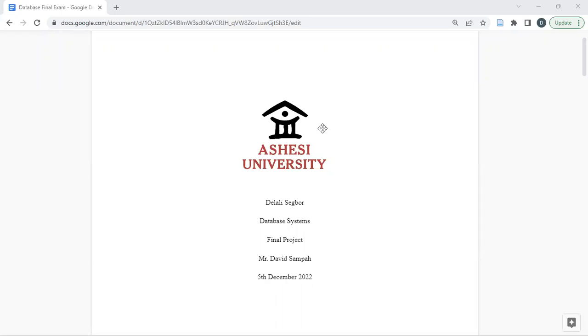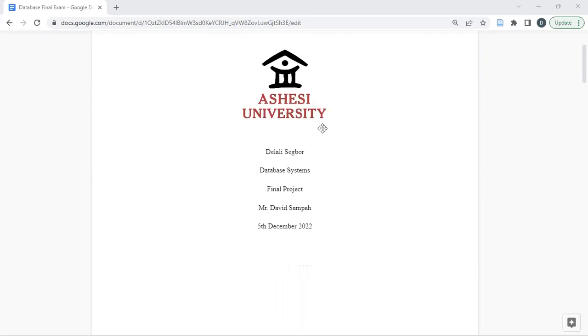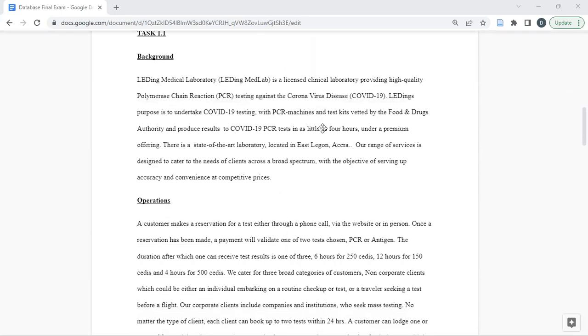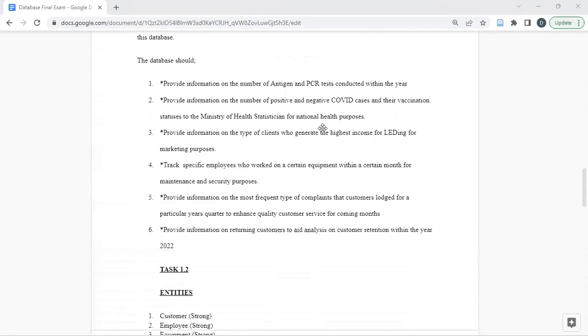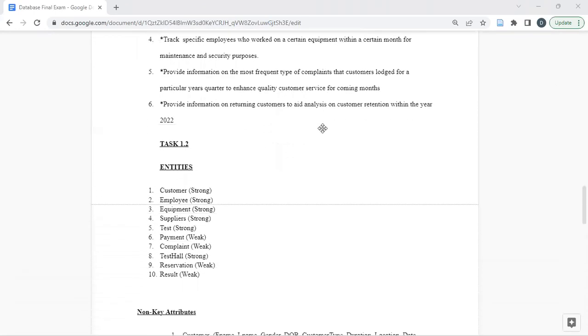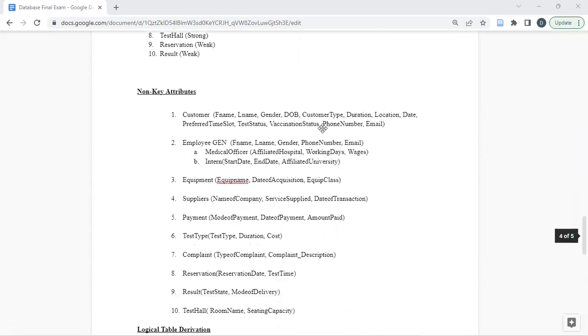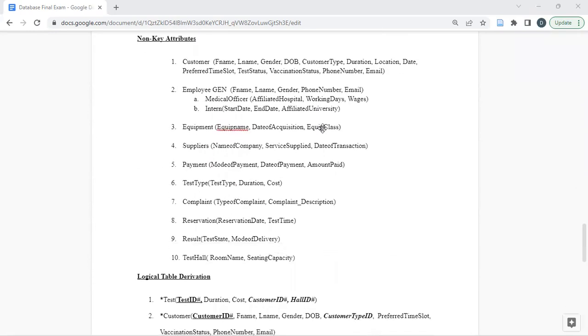My work is focused on developing a database to address the needs of a medical laboratory called LEDing. This presentation will cover the entire process from the background to the queries. For a bit of background, LEDing Medical Laboratory is a clinical lab which provides high-quality PCR and antigen tests against the coronavirus disease. For this project, there are 10 entities in all, with 6 of them being strong and 4 of them being weak. For each of these entities, here are their non-key attributes.